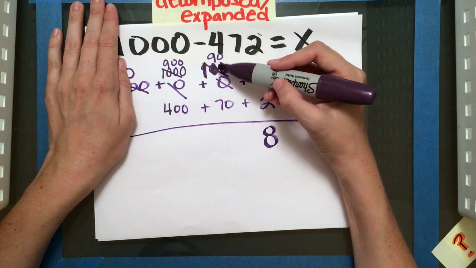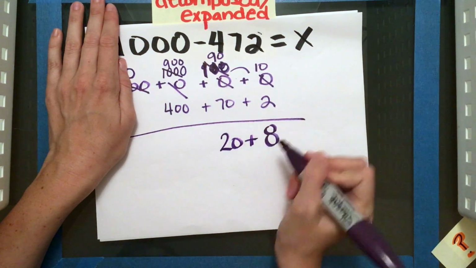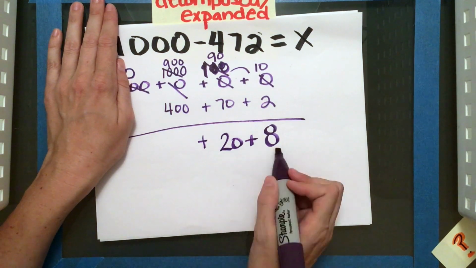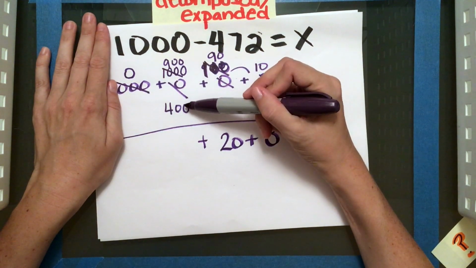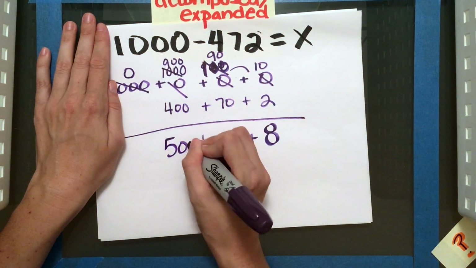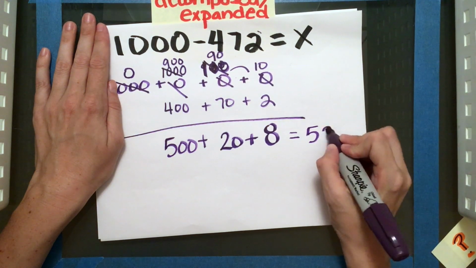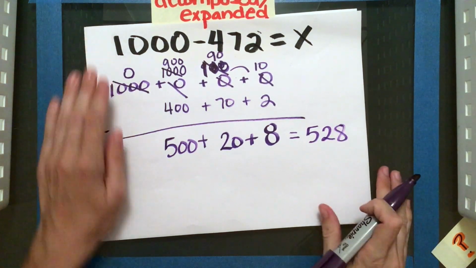I'm able to take away 70 from 90, which is 20. Now remember, we're still going to be adding these numbers together at the bottom. And then taking away 400 from 900 is going to be 500. I then add these three numbers up, and that becomes 528.